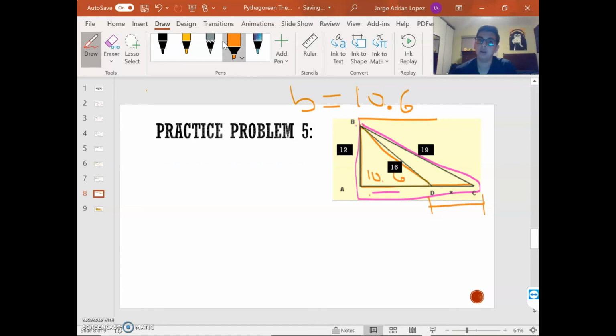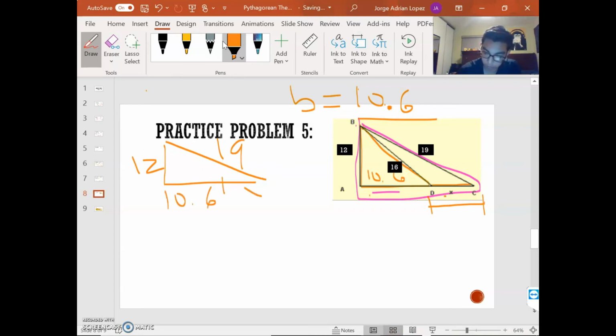Now, we know D to C is within this bigger triangle, so that's what we're going to solve now, alright? We're going to solve the bigger triangle, which has sides 12, 19, and half of this, or a big part of it, is 10.6. We still need the leftover, which is X, okay? Now, we don't need the 16 anymore, okay? So forget about that part, alright? We just need to find this remainder, okay?